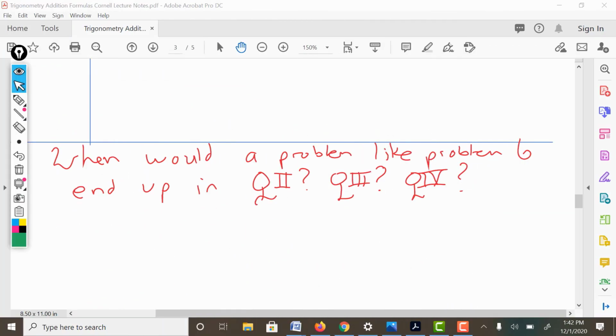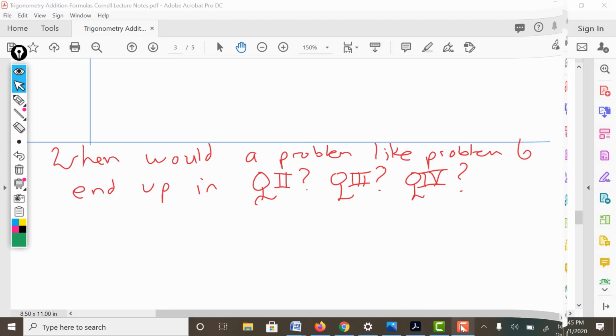Done. What would a problem like problem 6 end up in quadrant 2, or in quadrant 3, or for that matter in quadrant 4? Because remember, in problem 6, alpha plus beta ended up in quadrant 1 because both the sine and the cosine were positive. So take a moment to reflect on when a problem like problem 6 would end up in quadrant 2, quadrant 3, or quadrant 4.